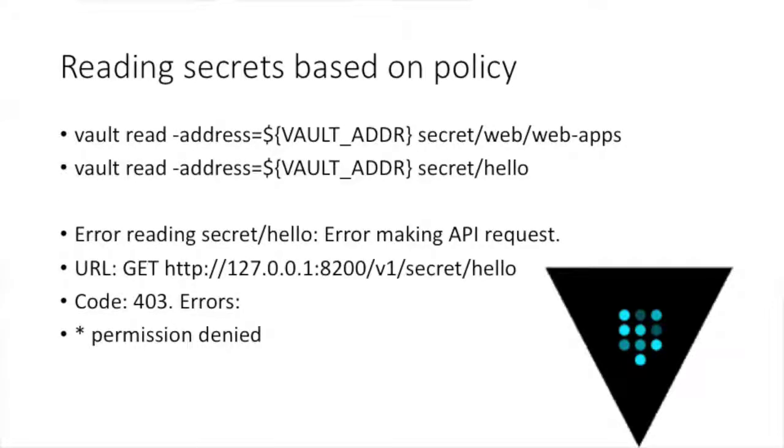So how do you read the secrets based on policy? You would authenticate again. You would get some kind of a token to authenticate, and then you would say, okay, let me try to read this path, secret/web/web apps that I have. I want to read it. And if you try to read another one, secret/hello, using your token, it would give you a 403, basically. You're not allowed to because the policy kicked in.